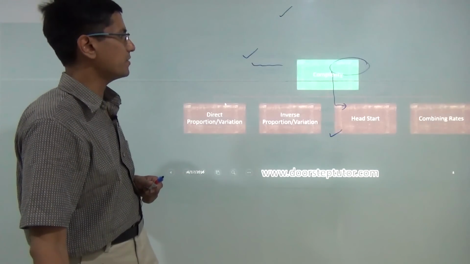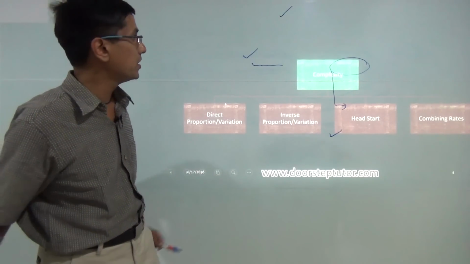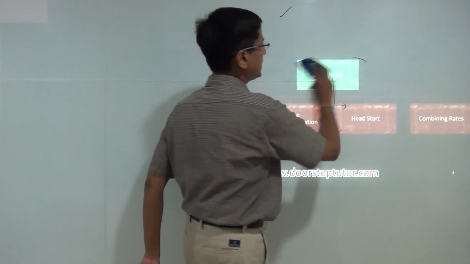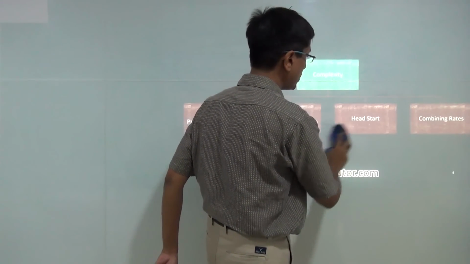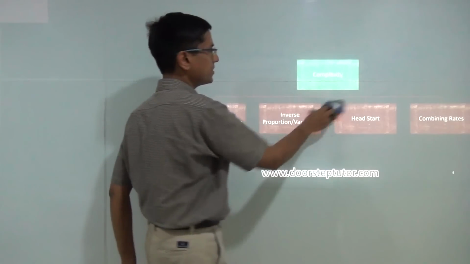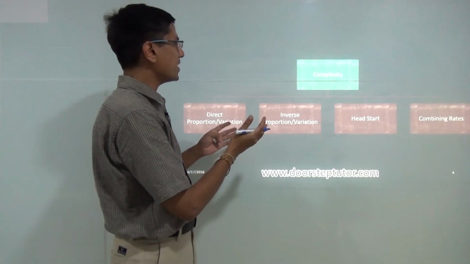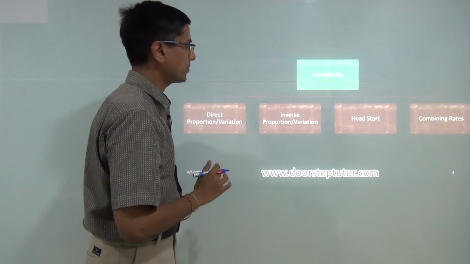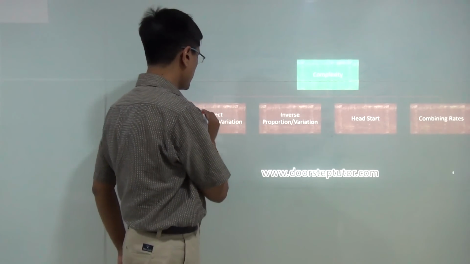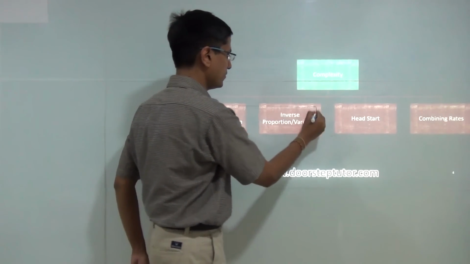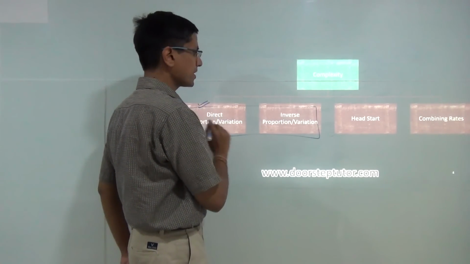Rate of work. Today we will be dealing with those problems. Now, depending upon the complexity, sometimes examiners, especially nowadays in all kinds of competitive exams, add some variation, some additional complexity to these problems. So this complexity, today we would be looking at direct variation and inverse variation.